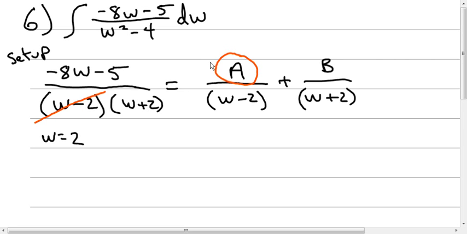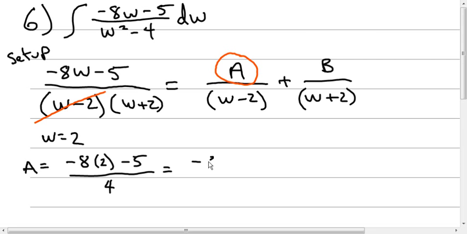Now, to get A, all I have to do is plug 2 into this equation. Don't do anything with this denominator. You're going to solve directly for A. So A is equal to minus 8 times 2 minus 5, divided by, put in a 2 here, 2 plus 2 is 4, and this equals minus 16 minus 5, minus 21 fourths.